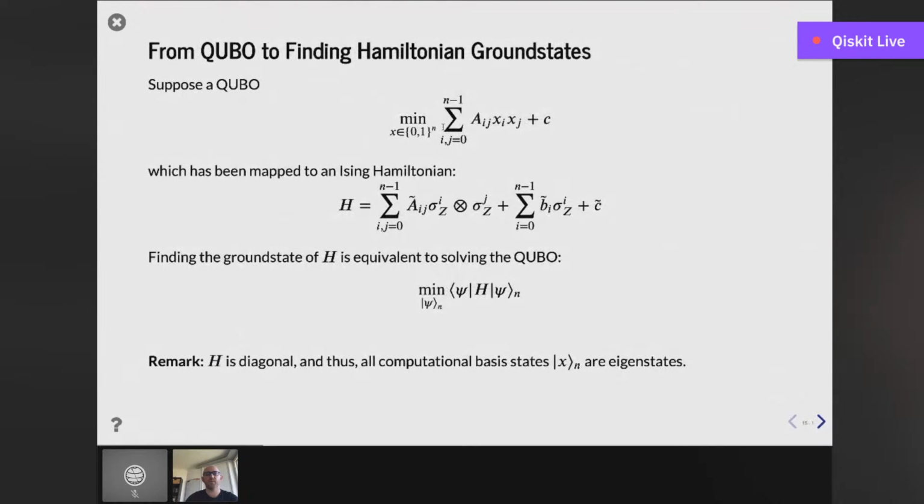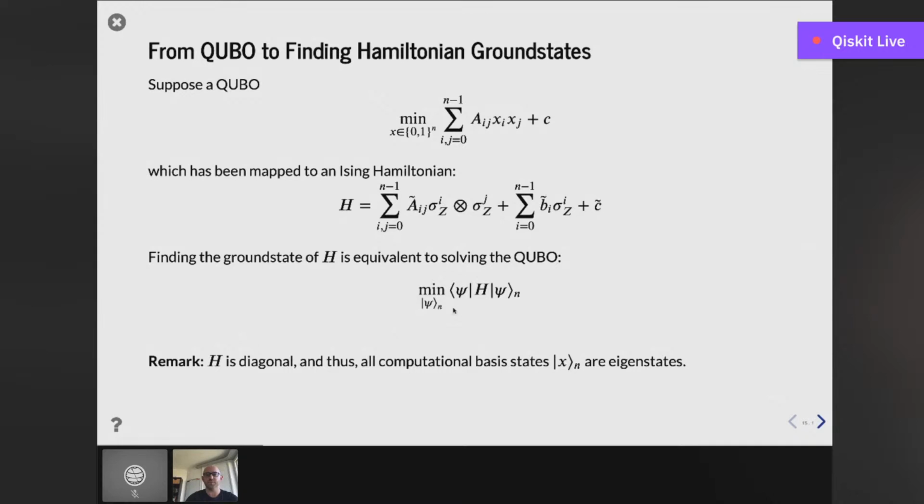So we started with this QAOA at the top. We translated it to an Ising Hamiltonian, which now looks like this. So we have a sum of the quadratic terms, which has these tensor products, and we have the linear parts here with the individual sigma z_i terms. Actually finding the ground state of this Hamiltonian is equivalent to solving the QAOA. So we cast the QAOA into a ground state problem for this Hamiltonian.